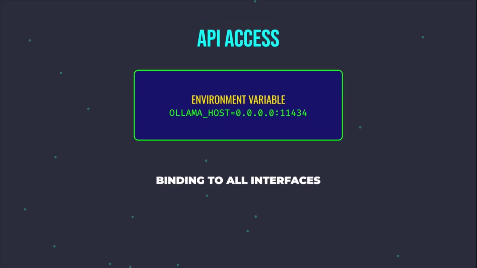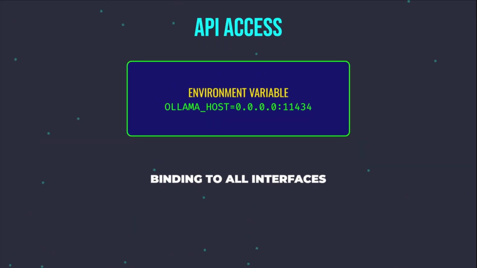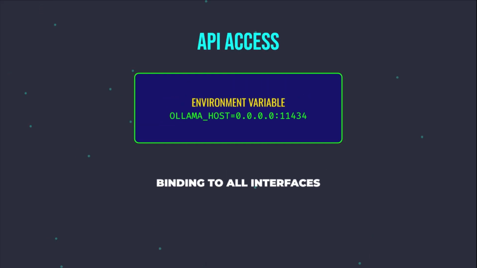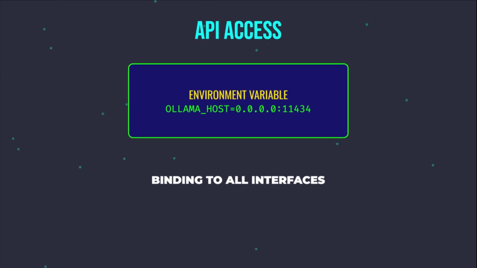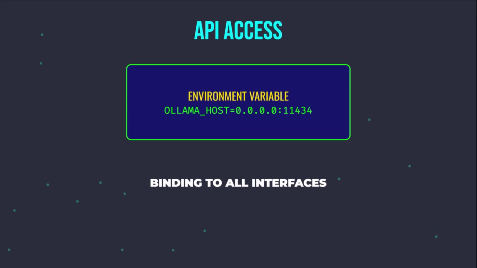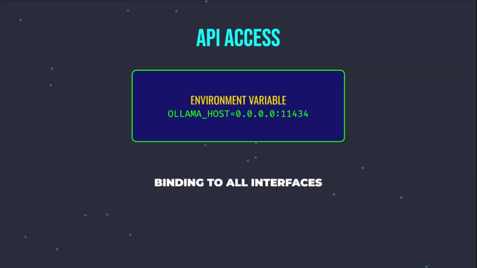For application integration, the Ollama service must be accessible via its REST application programming interface. By default, it binds to 127.0.0.1. To expose it to the local network or containerized applications, set the Ollama host environment variable before starting the service. Set OLLAMA_HOST equals 0.0.0.0:11434 to bind to all interfaces. Restart the Ollama service immediately after modifying this variable.